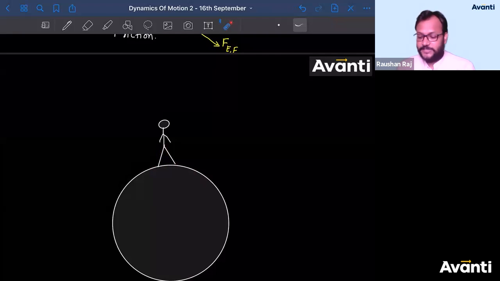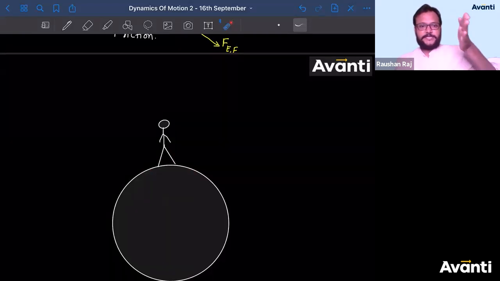How can a surface oppose a motion? Think about this, guys, and give me an answer. How can a surface oppose a motion? Consider this is a surface.